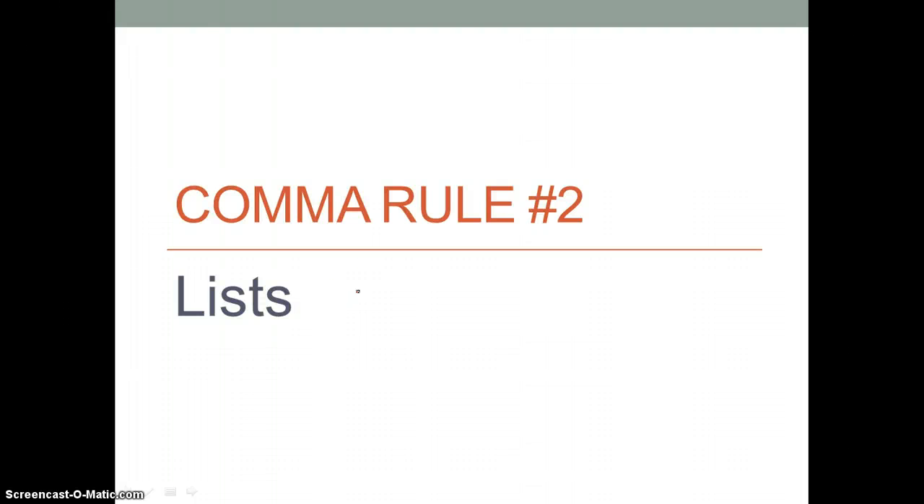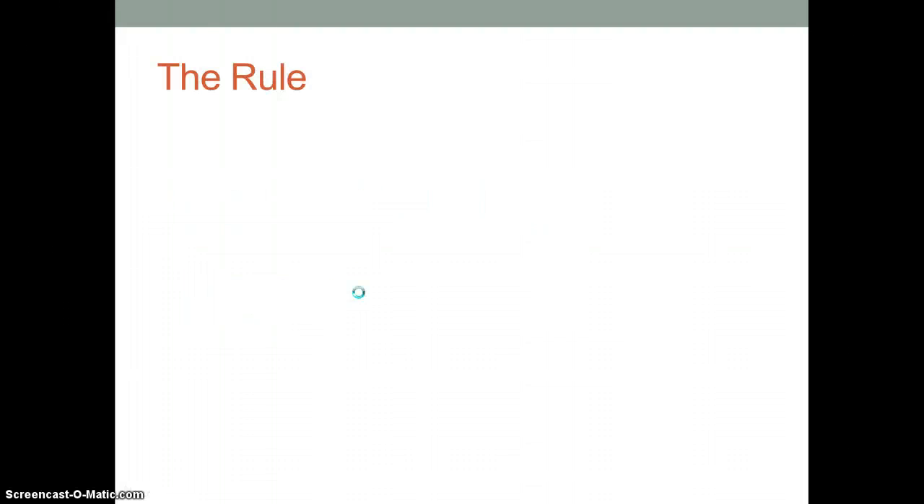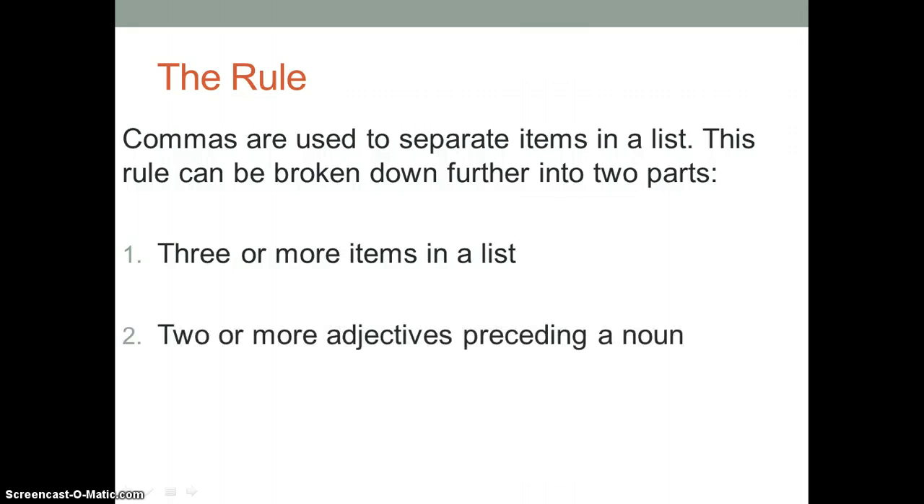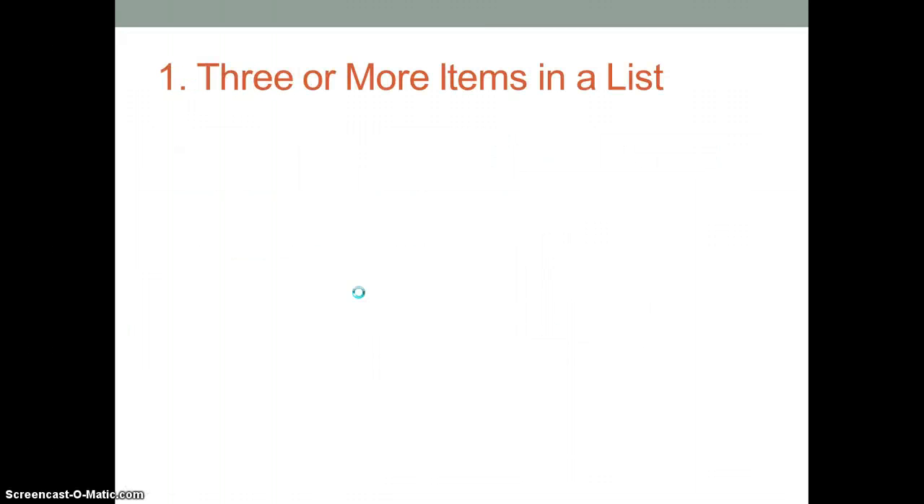Okay, the second comma rule is lists. Basically, the rule is that you need to use commas to separate items in a list. And there's two basic kinds of lists that require commas, so we'll take a look at both of those. The first is when you have 3 or more items in a list. That's kind of the basic rule. And the second is when you have 2 or more adjectives preceding a noun. So let's take a look at each of those.